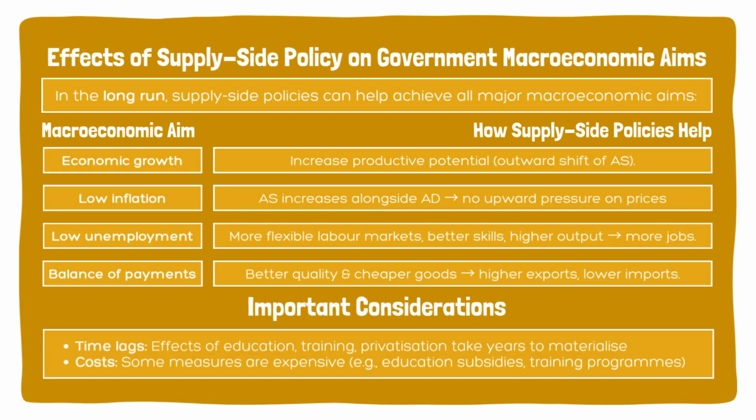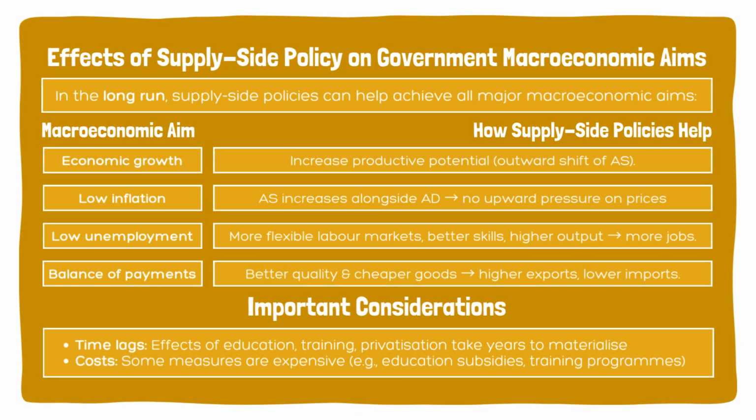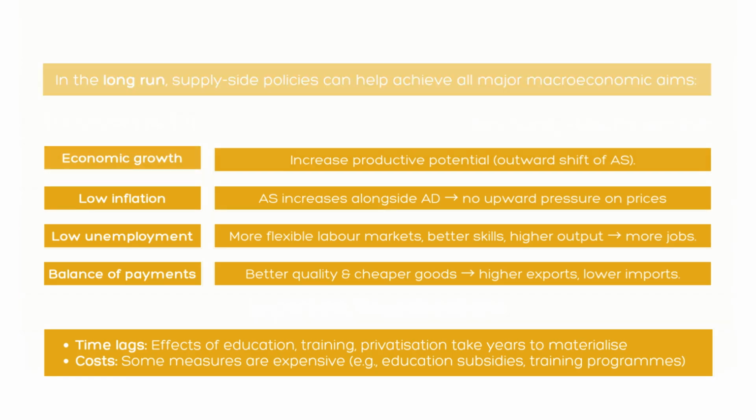In the long run, supply-side policies can help governments achieve their macroeconomic aims. By increasing aggregate supply and productive capacity, economies can experience economic growth without creating inflationary pressure. Greater efficiency and competitiveness can also improve a country's balance of payments by increasing exports and reducing imports. However, many supply-side policies take time to show results and may be expensive to implement.